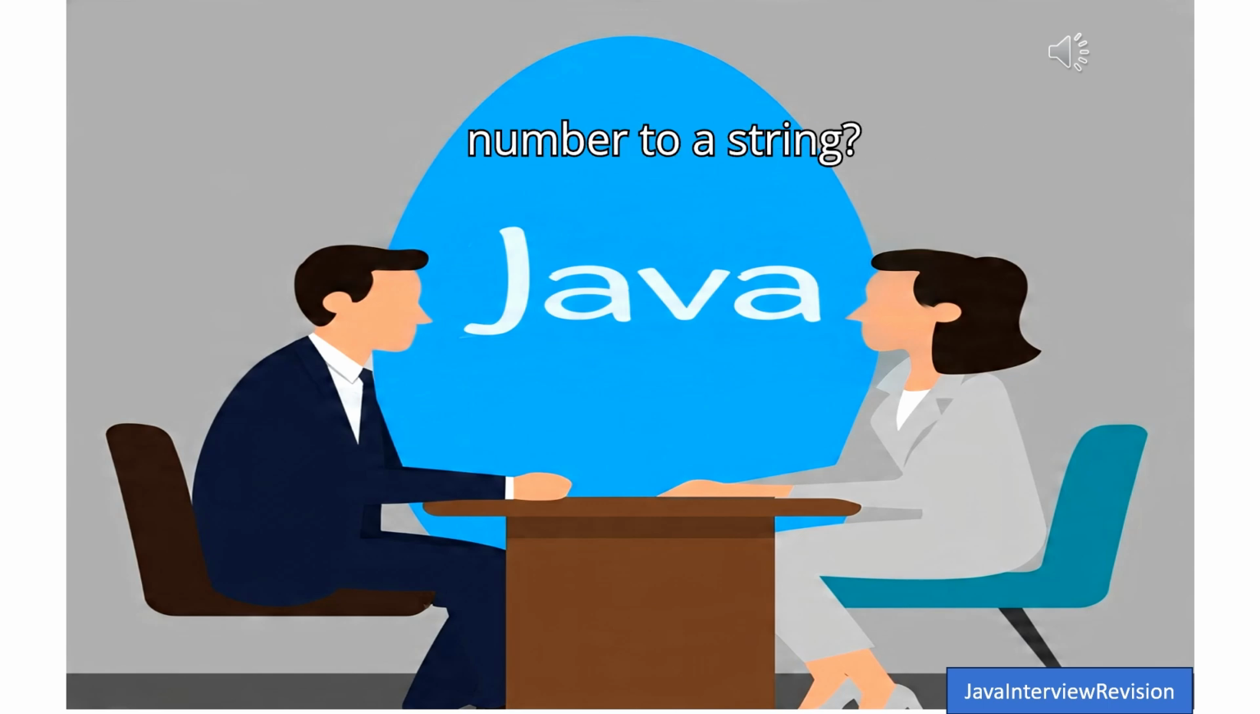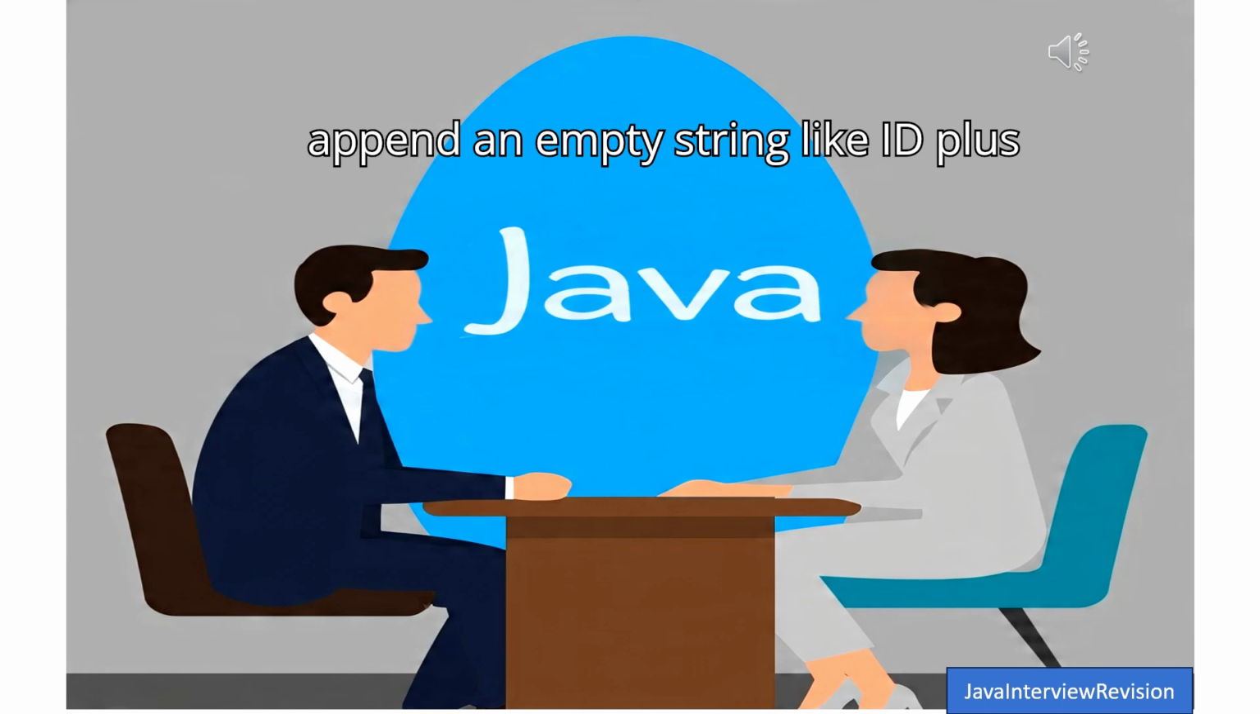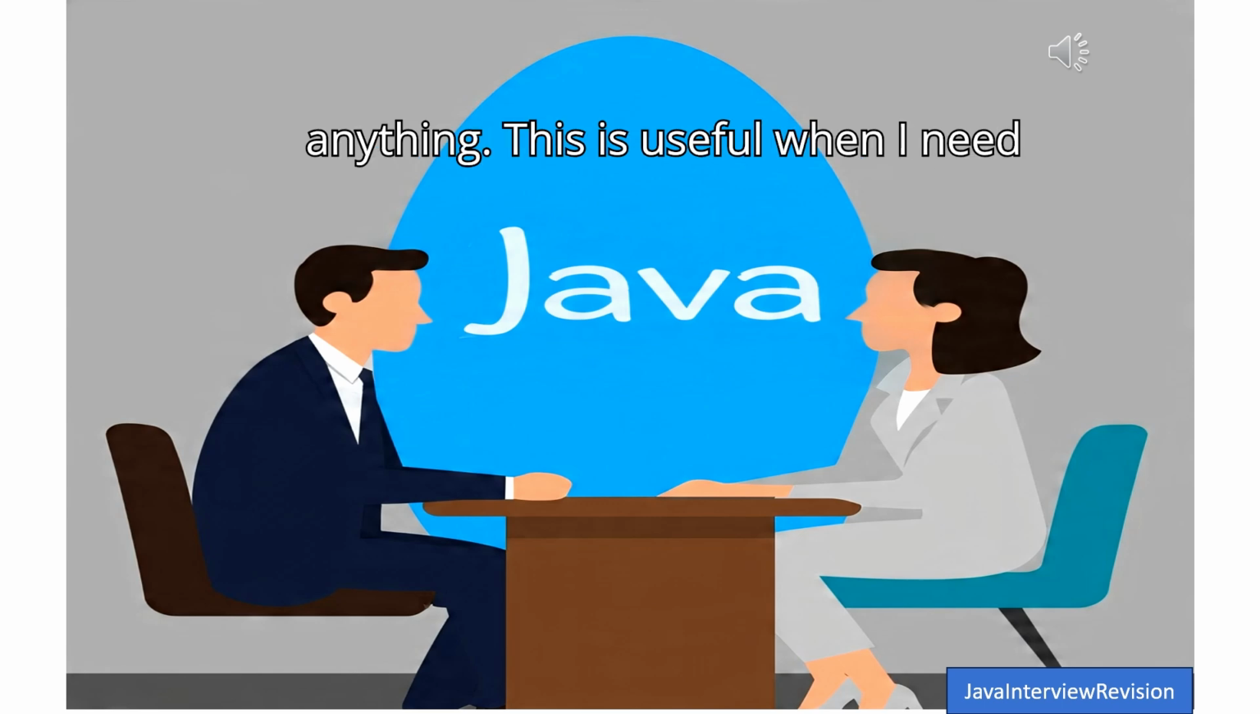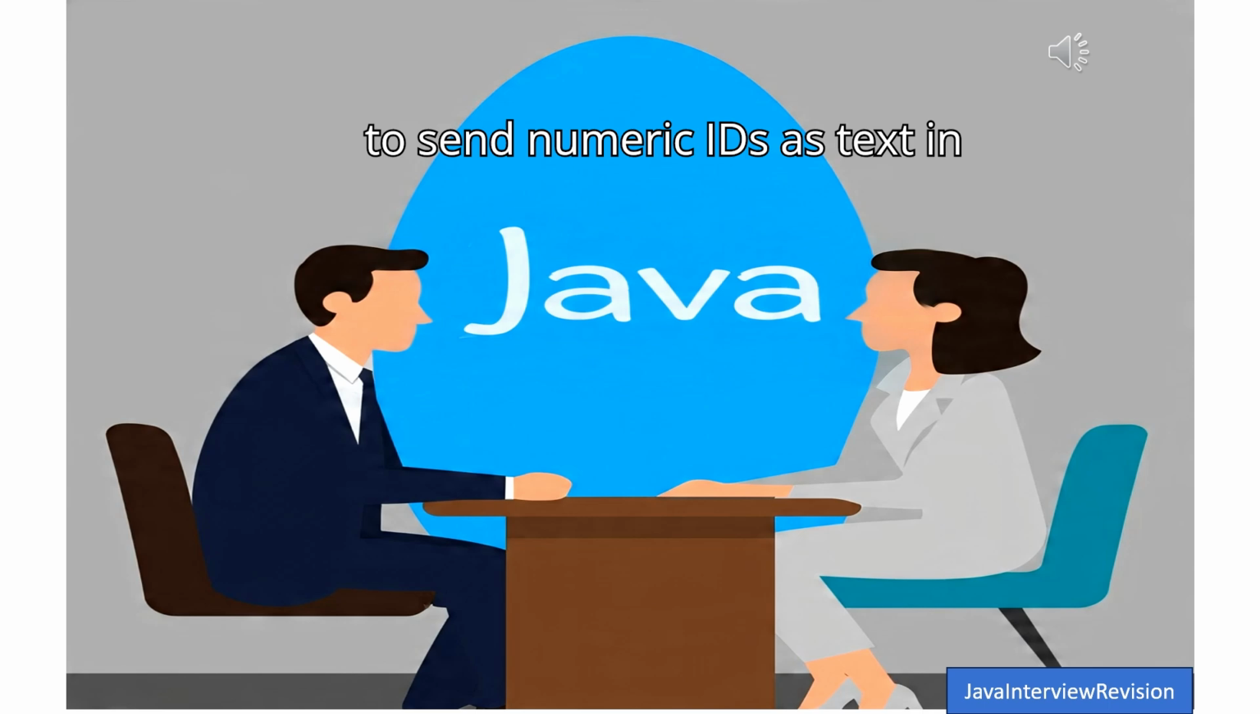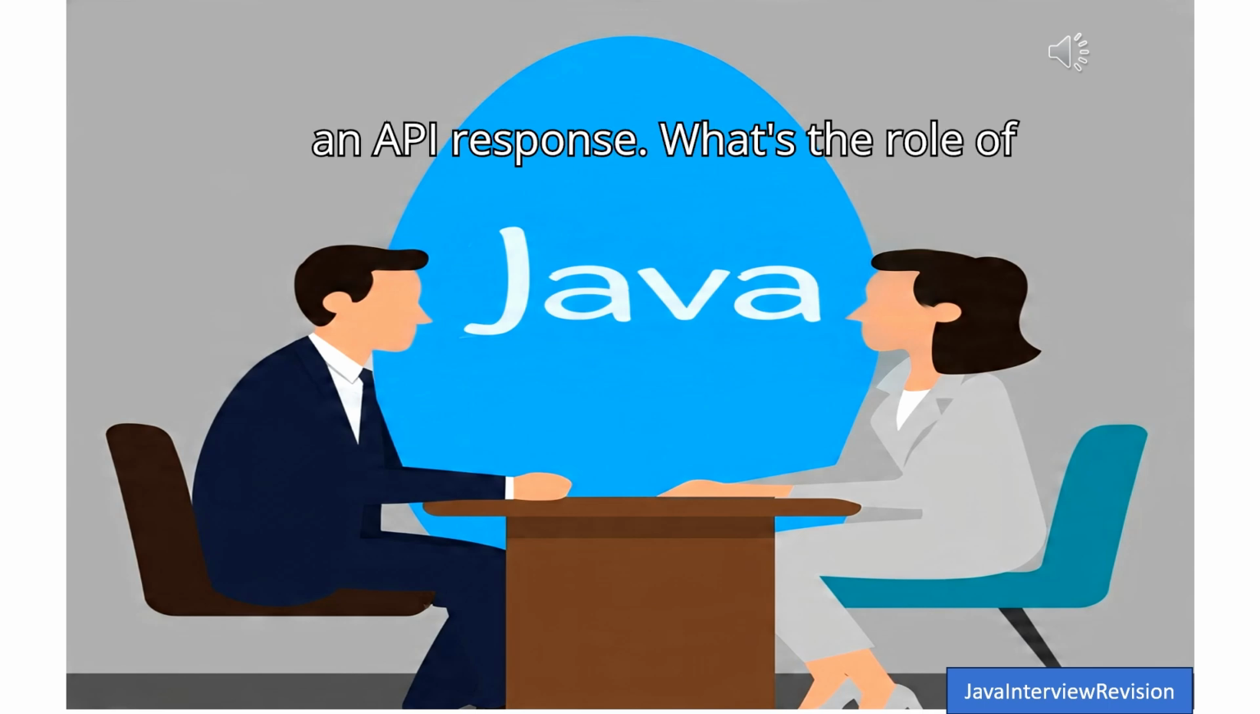And how do you convert a number to a string? I use String.valueOf or simply append an empty string, like id + "". This is useful when I need to send numeric IDs as text in an API response.